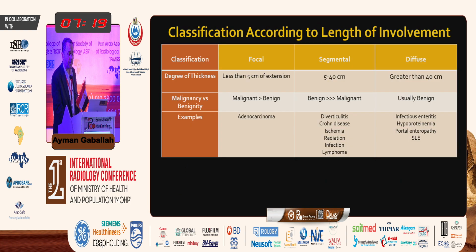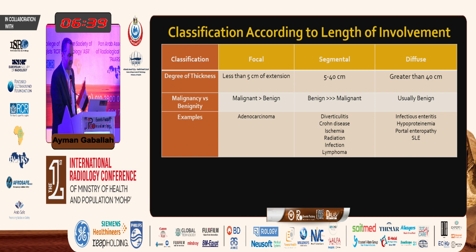Another important table here depends on the length of the affected segment. If a short segment is affected, 5 centimeters or less, this is most likely malignant. But if the affected segment is 5 to 40 centimeters, it is more likely to be benign. And if it is more than 40 centimeters, it is usually benign. So the longer the segment of bowel affected, the more likely it is a benign etiology, and the shorter the segment affected, the more likely a malignant etiology. But the rule is no rule, as you know, because sometimes it looks like this, but the pathology will come back as something different.